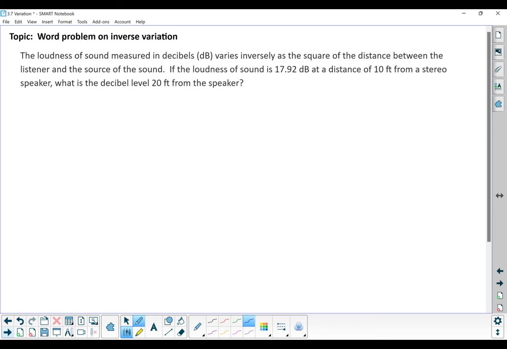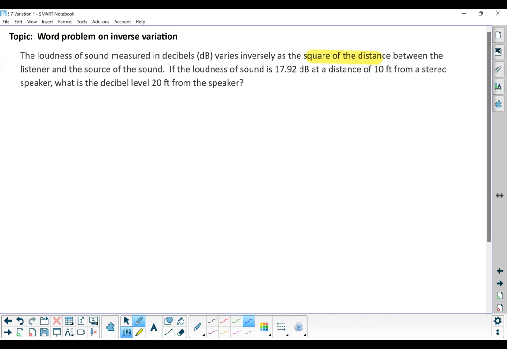All right, so with inverse variation, here we go. The loudness of sound measured in decibels varies inversely with the square of the distance. Again, watch out for the word square. So it's inversely with the square of the distance between the listener and the source of the sound. If the loudness is 17.92 decibels at a distance of 10 feet, what is the decibel level 20 feet from the speaker? Okay, so we need to set up our base equation, and then we will figure out our K, and then we will answer our final question.